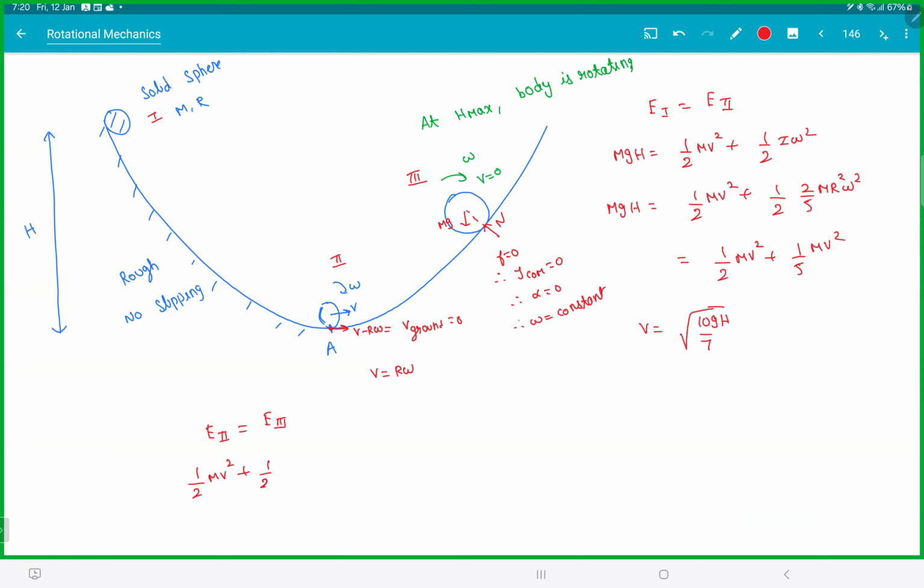Half mv square, half I omega square is mgh plus half I omega square, which cancels off. You get h is equal to 5H by 7. Take v from here and substitute. Omega is not given, right? You can't give answers in omega. All answers should be in terms of capital H. Have a look at this.